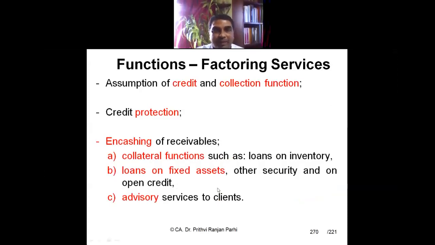The factor also provides some incidental services like loans on inventory and loans on fixed assets. Sometimes these kinds of additional services are provided. Some advisory services they can also provide. Credit and collection function they do. Credit protection function they do. These are the advantages of factoring service.